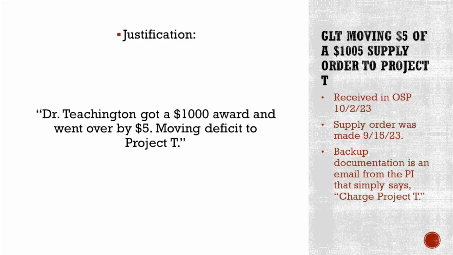Let's do another one. A GLT comes in on October 2nd, 2023, moving $5 of a $1,005 supply order that was made on September 15th, 2023 from a departmental account to Project T. Backup documentation is a PDF of an email from the PI that simply says charge Project T, and the justification given is Dr. Teachington got a $1,000 award and went over by $5, moving deficit to Project T.